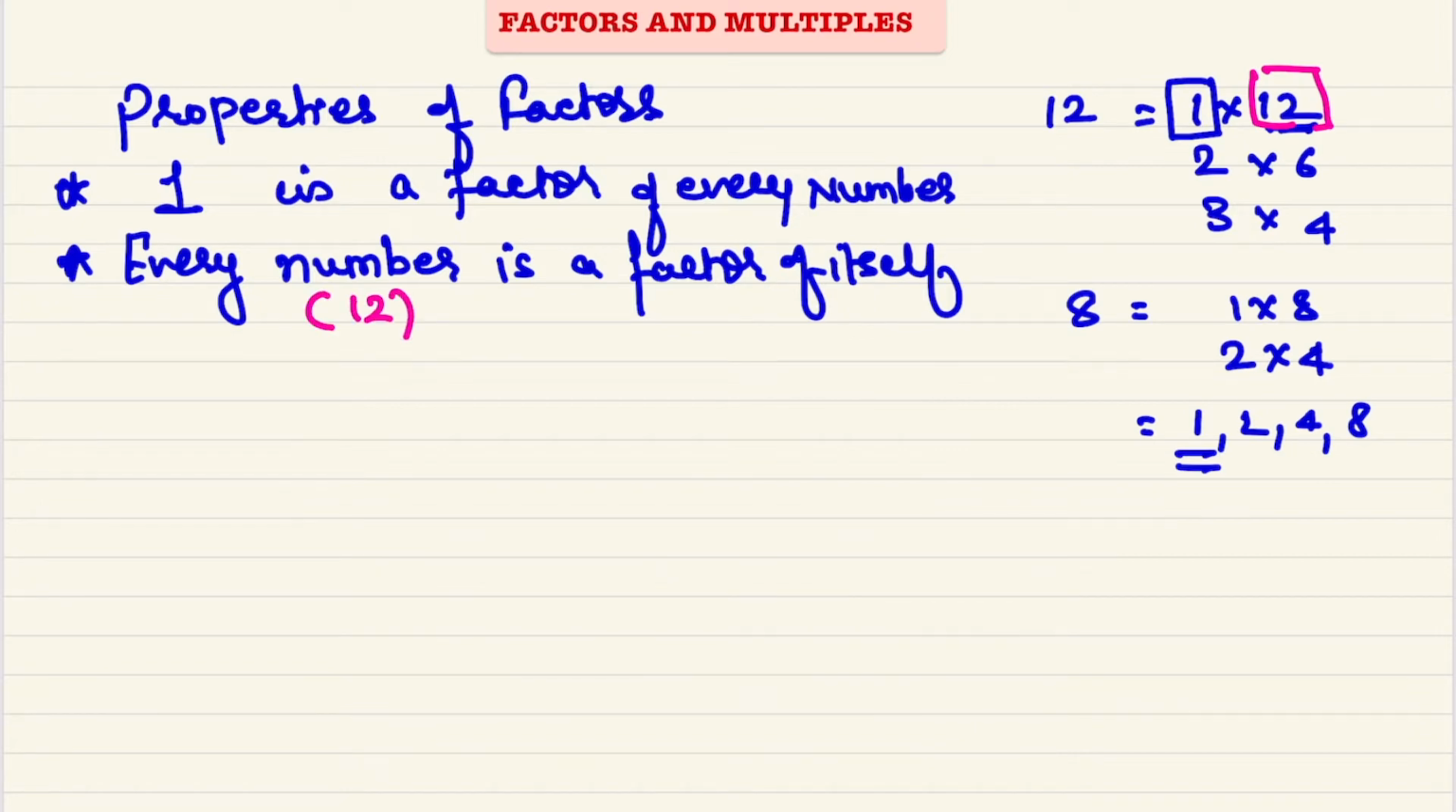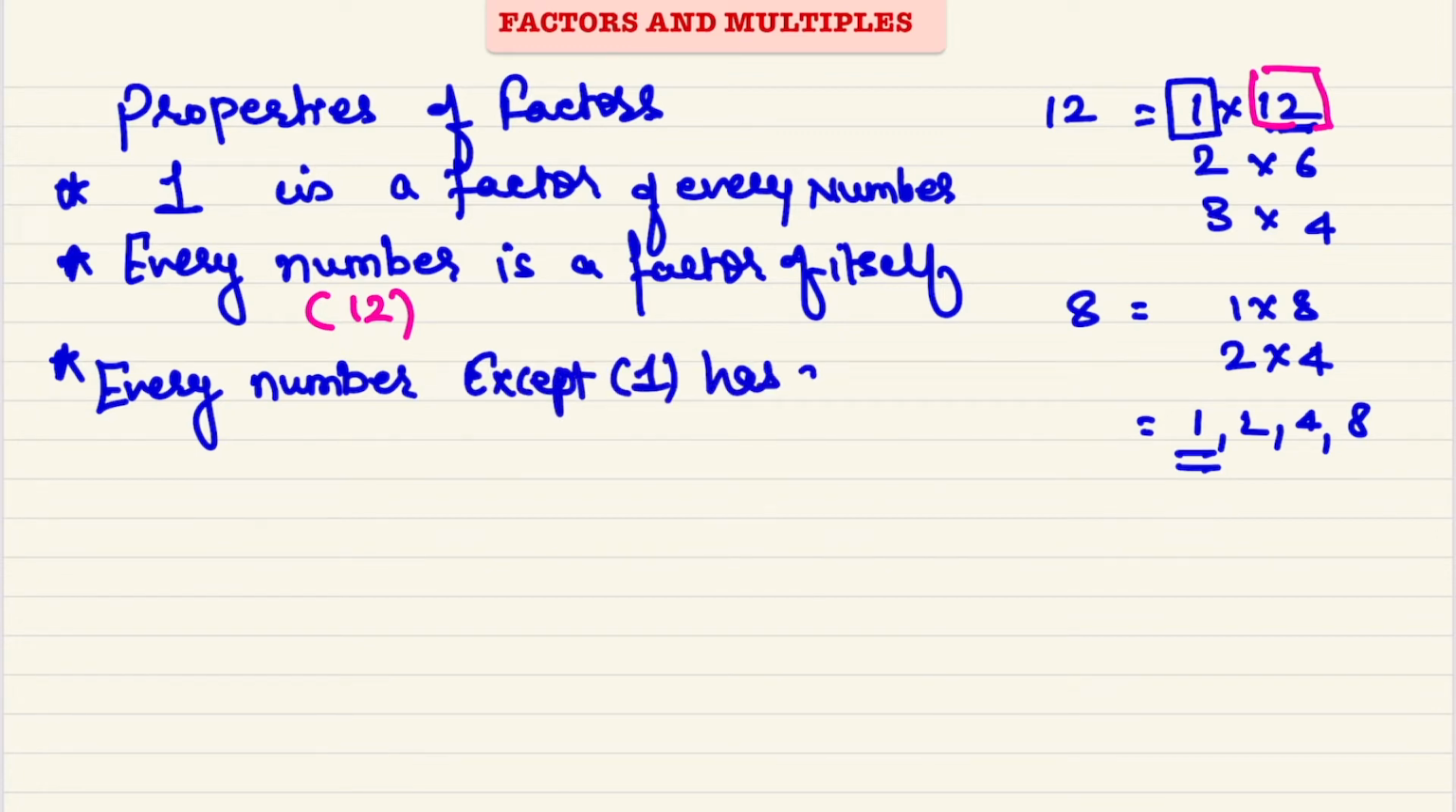Now, third, every number except 1 has at least 2 factors. It means every number will have 2 or more factors. At least 2 means 2 or more than 2, right?